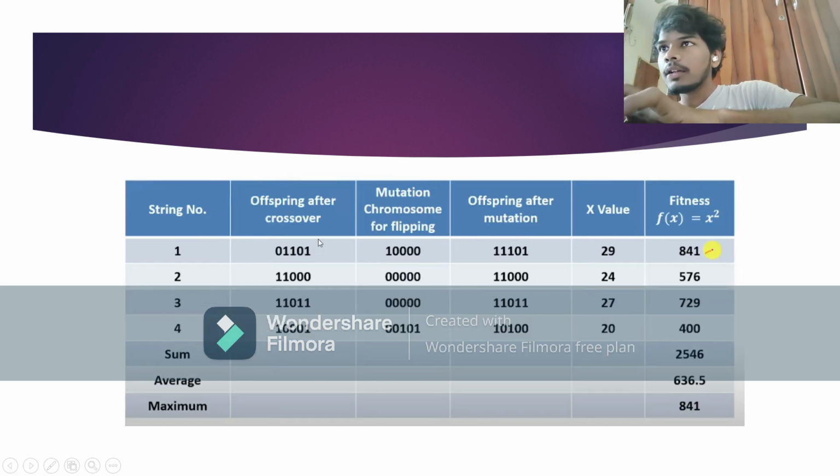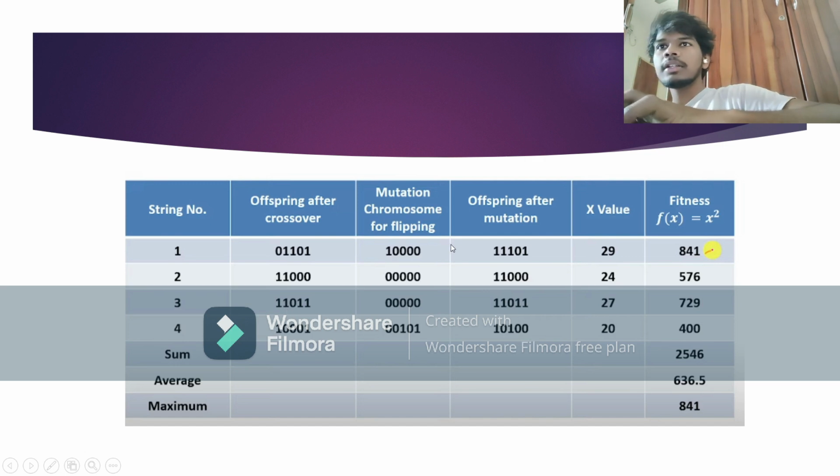See the first value of the offspring after crossover table, 0 1 1 1. So we have to flip the bits here, so 1 0 0 0. This is the part we will be doing here. So we flip 0 to 1 and 1 to 0. Offspring after mutation is found by applying the mutation between these two. This gives 1 1 1 0 1, then 1 1 0 0 0, then 1 1 0 1 1, and 1 0 1 0 0.